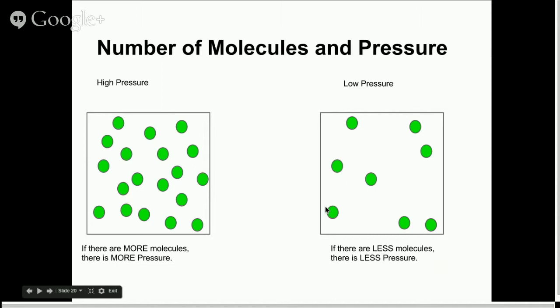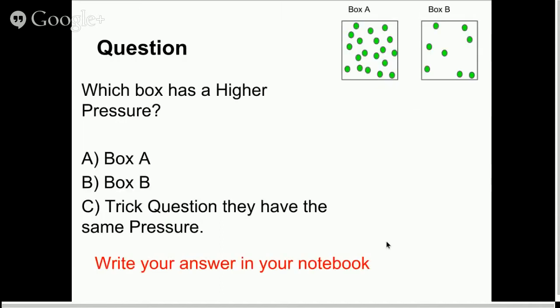All right. Hopefully this isn't too difficult. Which box has a higher pressure? Go ahead and pause it. Correct answer is A. A has a higher pressure because it has more molecules in it. I hope that wasn't too difficult.